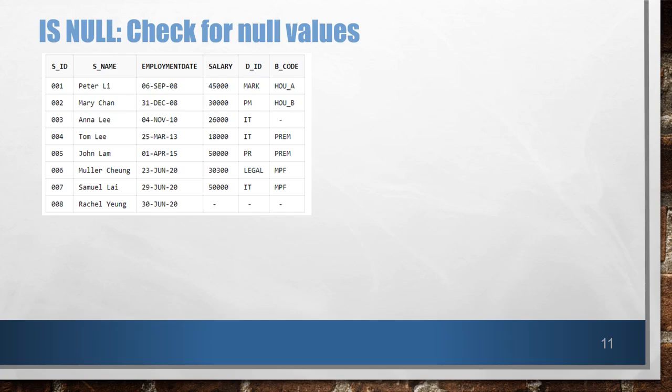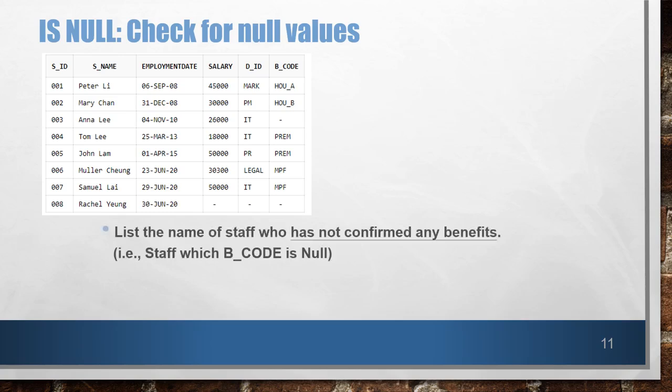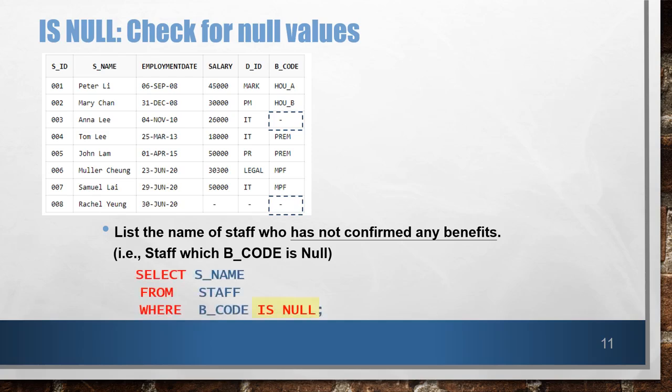So far we have discussed several examples on the where clause and comparison operators. We need to keep in mind that we cannot compare null values with the comparison operators. For example, if we want to list the staff who has no confirmed benefits, such that the BQ column has null values, we execute the following select statement. Select name from staff where BQ is null.